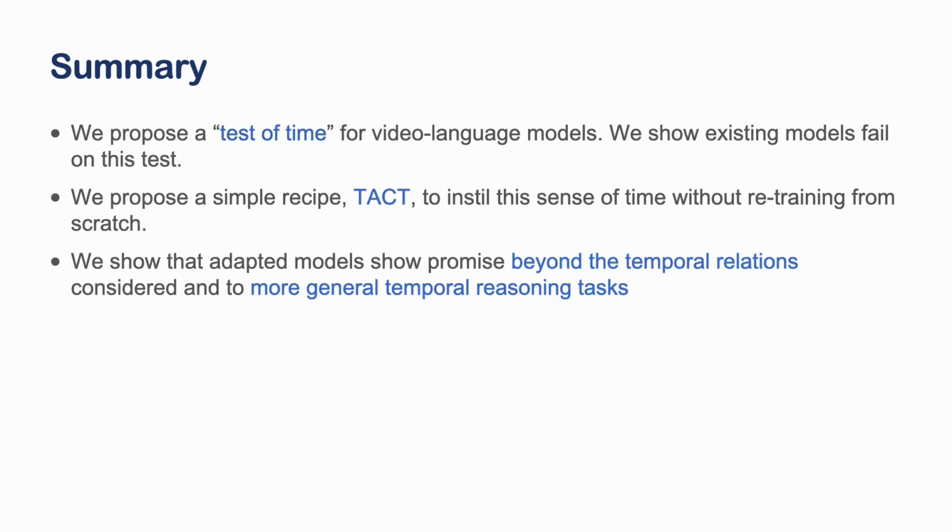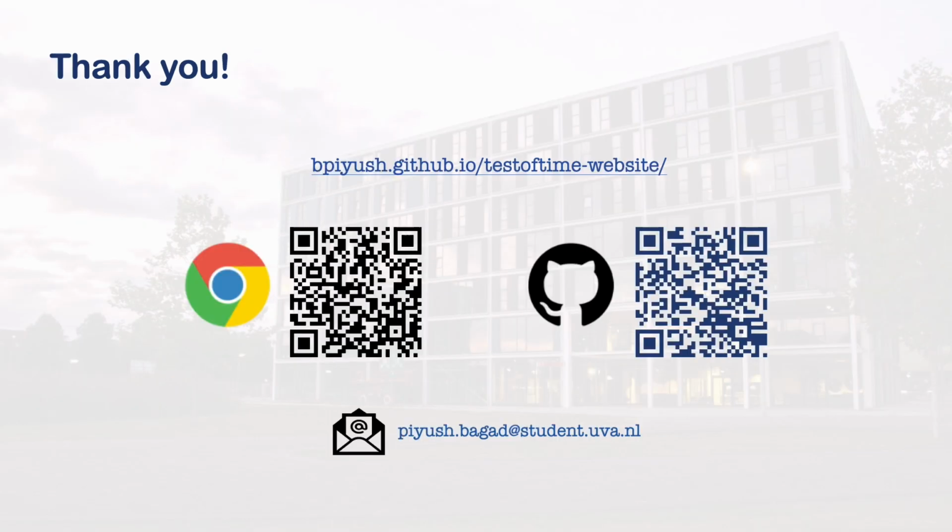In summary, we propose a test of time benchmark demonstrated on synthetic and real datasets to check time awareness of video language models. We show that existing models fail this simple test. As a solution, we offer a simple recipe to instill this sense of time. Finally, we show that this recipe has promise beyond the temporal relations we consider and to more general temporal reasoning tasks. Thank you for your attention.